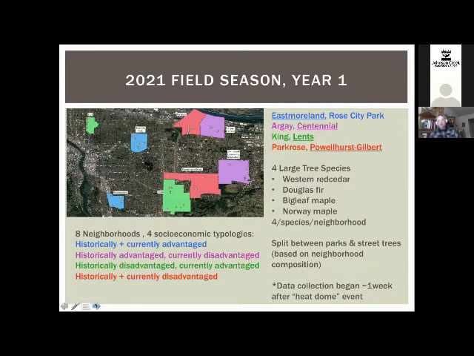And so we have 2 examples of each of those neighborhoods for our first field season. This is, I should say, year 1 of a 3 field season, 4-year grant. So we'll have 2 additional field seasons coming.